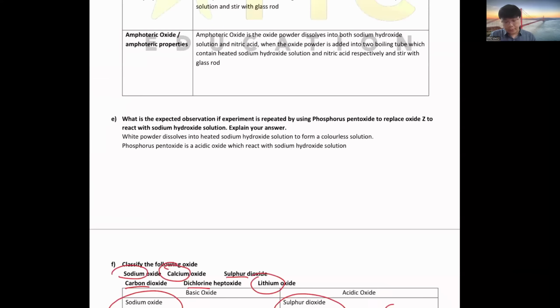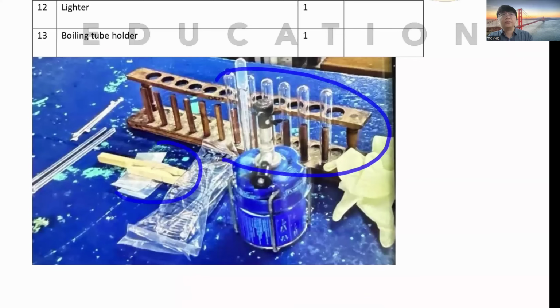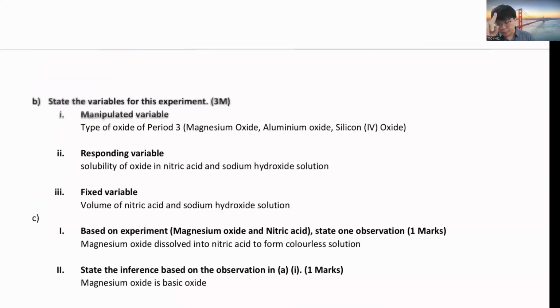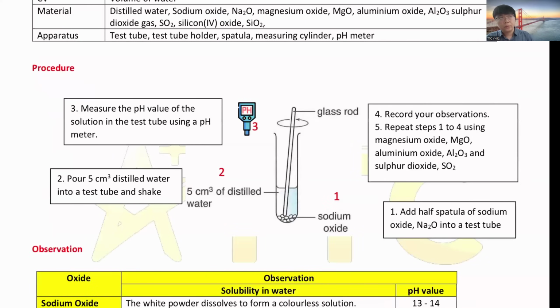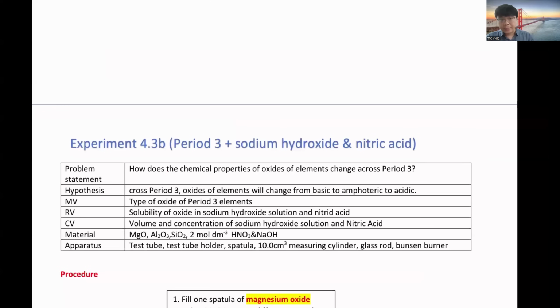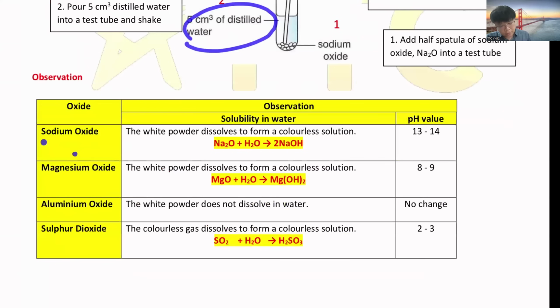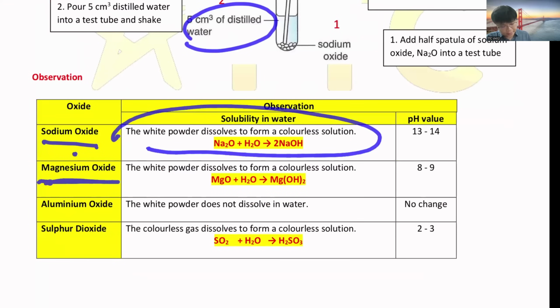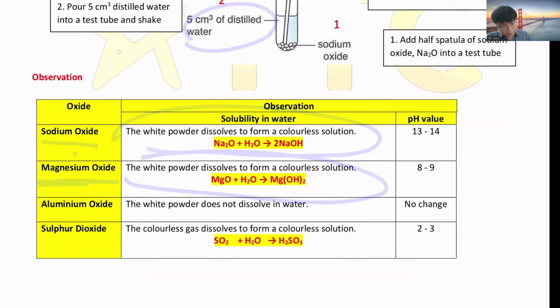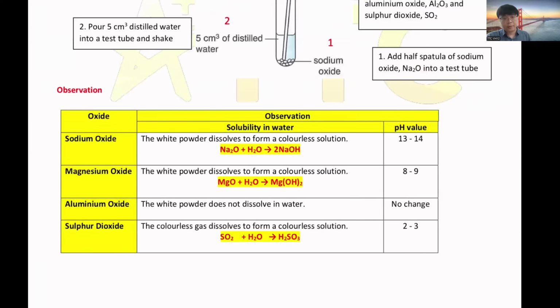Okay, so based on the diagram, the problem here is from the picture, we have six test tubes. It might ask one more question: for the two chemicals in the six test tubes, one chemical is sodium hydroxide and one is nitric acid. They might ask whether the oxide can dissolve in water or not. So you need to know that sodium oxide can dissolve in water, magnesium oxide can dissolve in water, aluminum oxide is not soluble in water, and silicon(IV) oxide is also not soluble in water. So this is the result that you need to know.